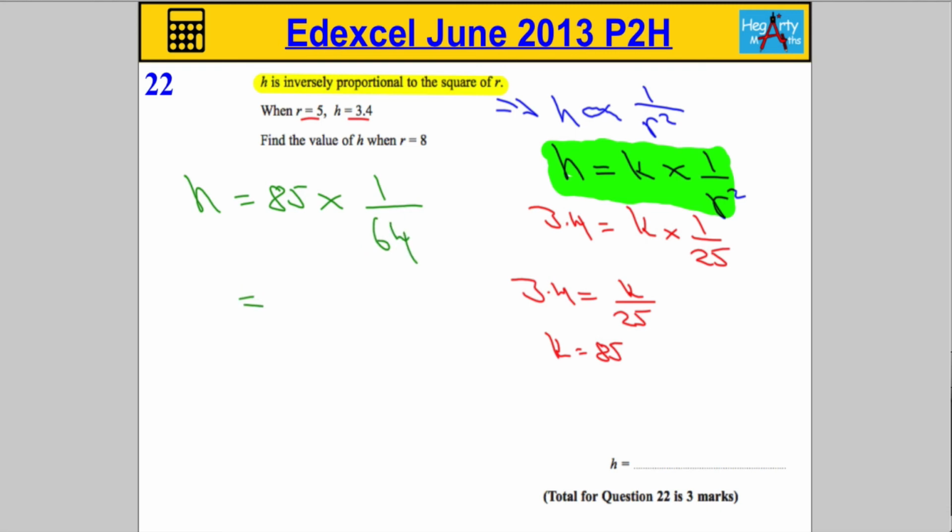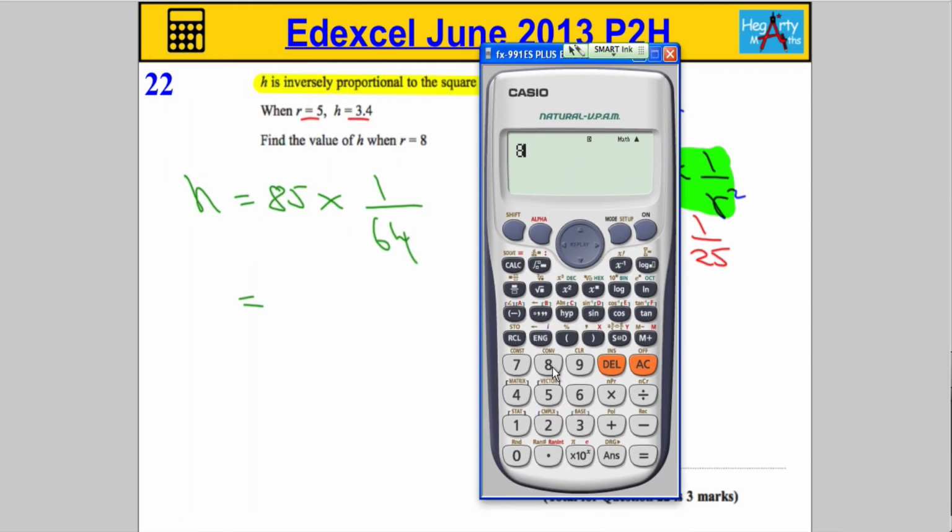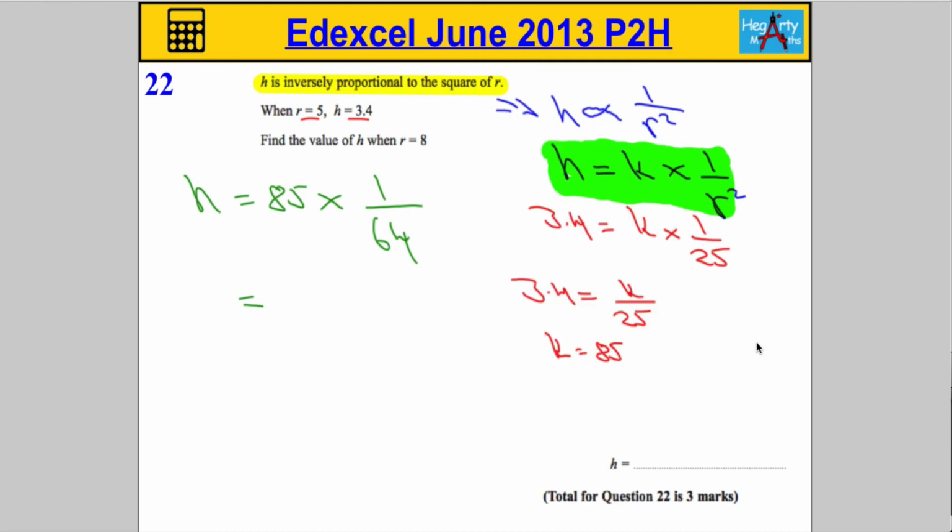We're going to get the calculator back out one last time. So we're going to do 85 times the fraction 1 over 64. That's going to give us an answer of 1.328125. And we're done.